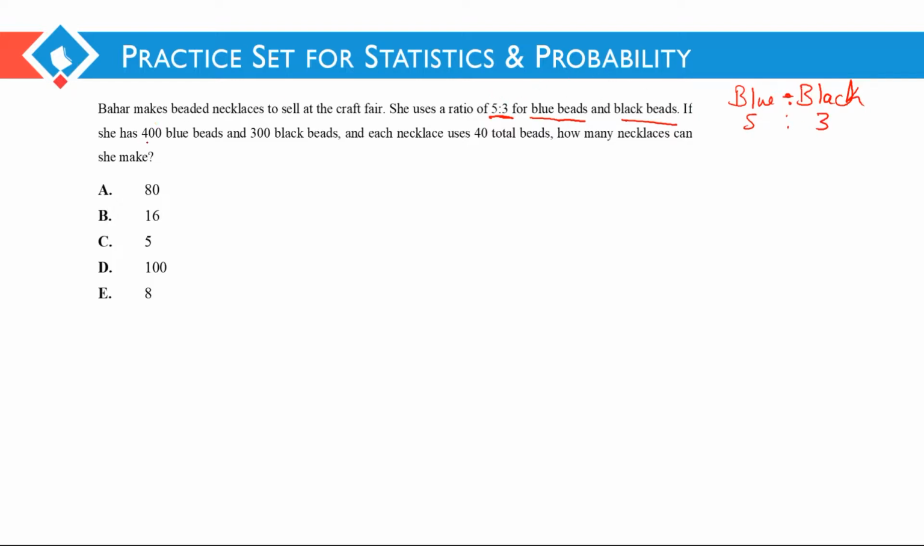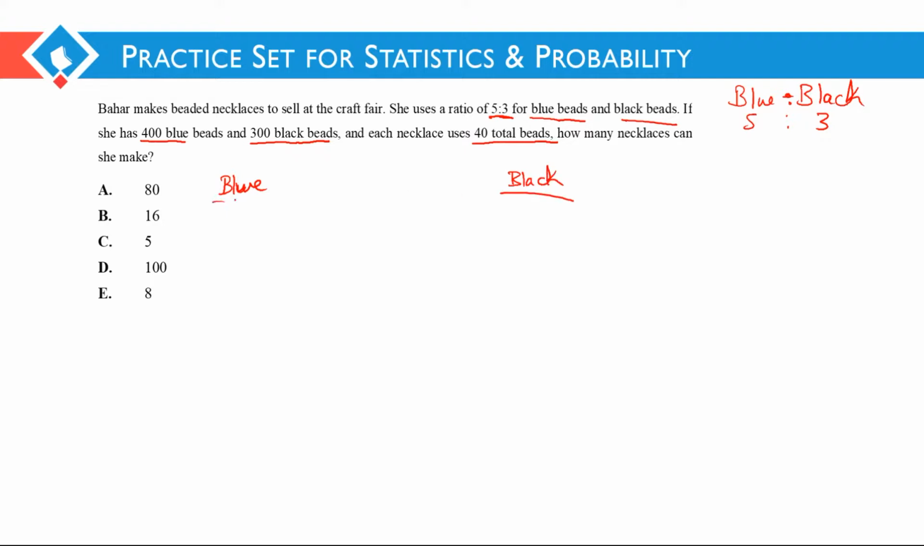If she has 400 blue beads and 300 black beads, and each necklace uses 40 total beads, how many necklaces can she make? So over here, we basically have to figure out what's going to be our limiting quantity. And in order to do that, we can do it pretty straightforwardly. Let's start with one at a time. Let's start with blue here, and we'll do the same thing with black over here.